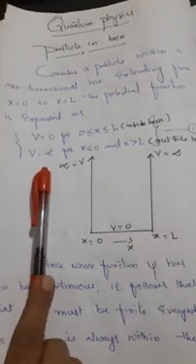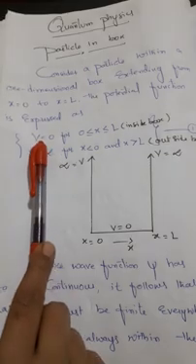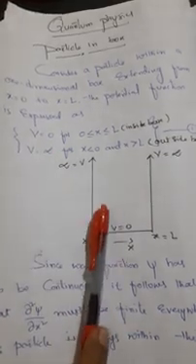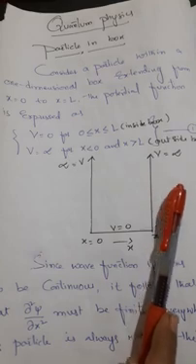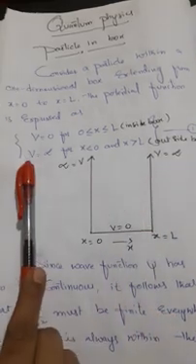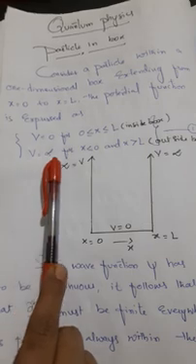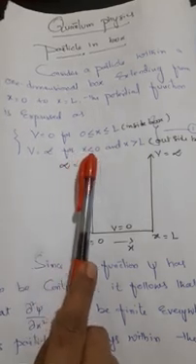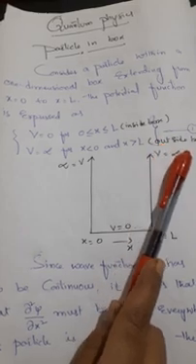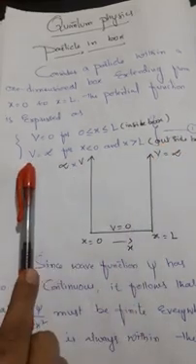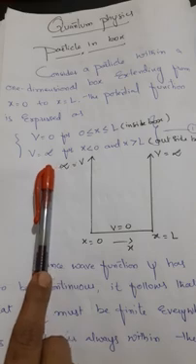Here the potential of the particle is 0 when the particle is inside the box, and of course there is no probability of finding the particle outside the box, so the potential of the particle there is infinity. So for x less than 0 and x greater than L, that is, outside the box, the potential of the particle is infinity.